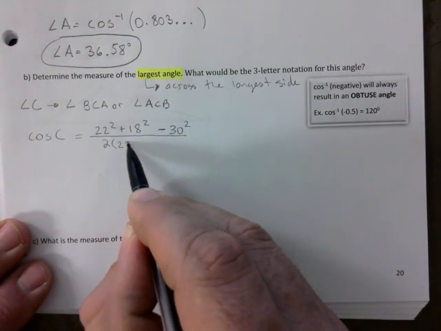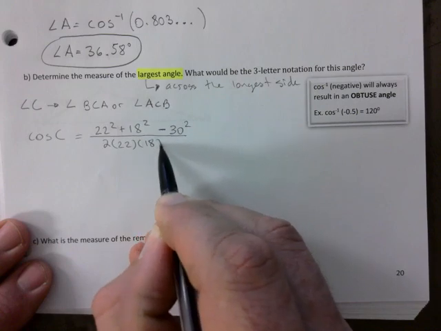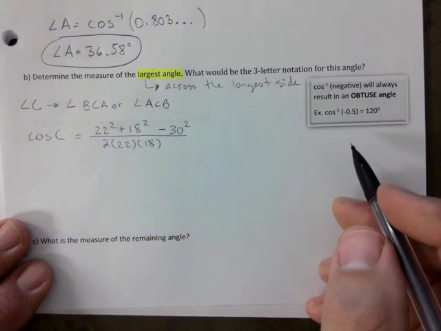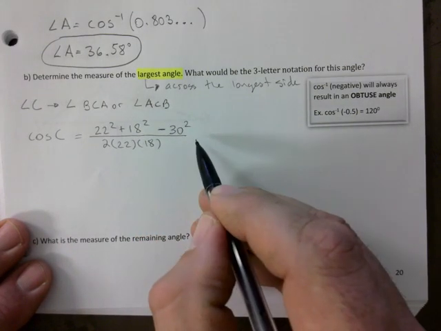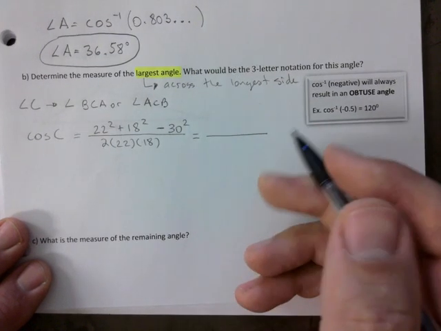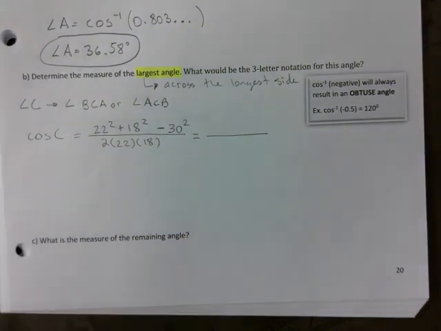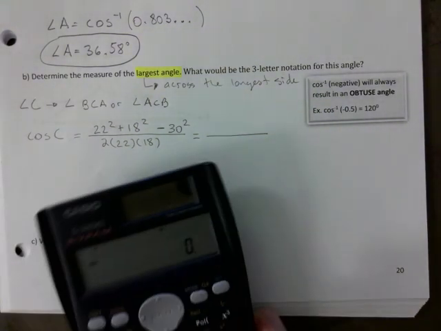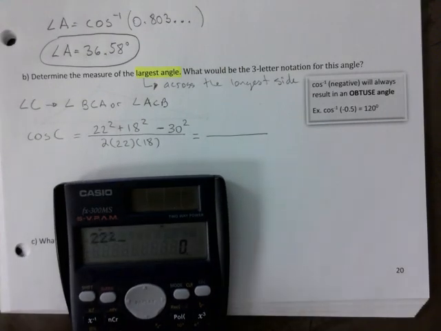And it's 2 times 22 times 18. Okay? And let's do the top and bottom separately. Grab your calculators because this one will have a curveball. Okay, I want you to be able to navigate that. So 22 squared plus 18 squared minus 30 squared.